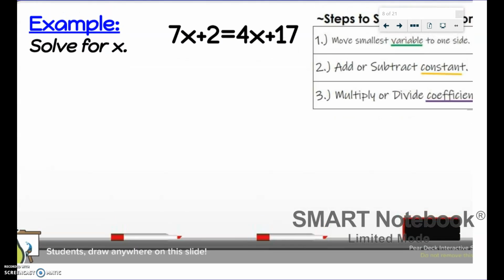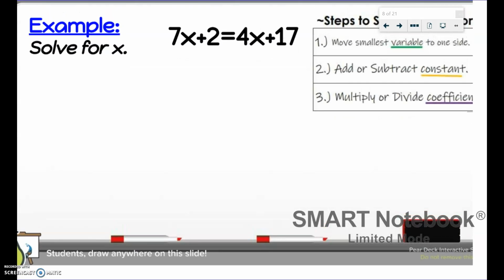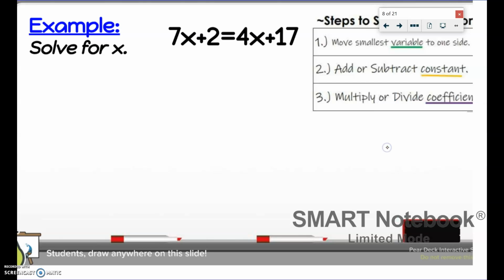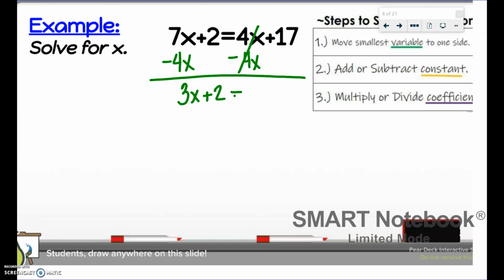So we have 7x plus 2 is equal to 4x plus 17. So my first step is to move my smallest variable. So in this case, 4x would be my smallest variable because you're looking for that coefficient. So I have positive 4x. So I'm going to subtract 4x on both sides. So that's how you move it. So then I have 3x plus 2 is equal to 17.